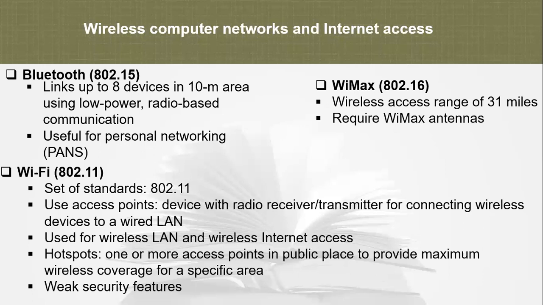Wi-Fi. The 802.11 set of standards is for wireless LAN and wireless internet access, also known as Wi-Fi. The first of these standards to be widely adopted was 802.11b, which can transmit up to 11 Mbps in the unlicensed 2.4 GHz band and has an effective distance of 30 to 50 meters.